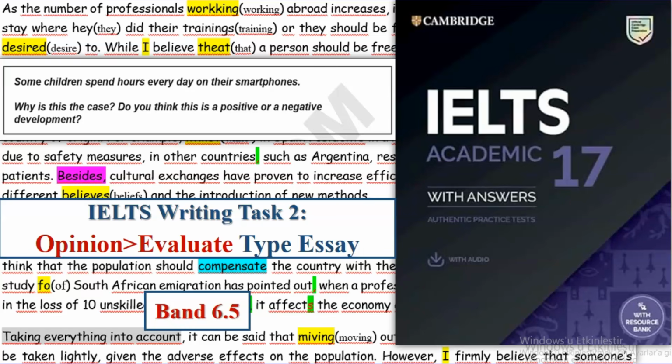Today, we are going to focus on the IELTS Task 2 essay. Specifically, we're looking at an opinion over evaluate type essay. Okay, we'll look at an example question together related to the IELTS Academic 17 book, and I'm going to share with you some great tips and tricks to avoid.